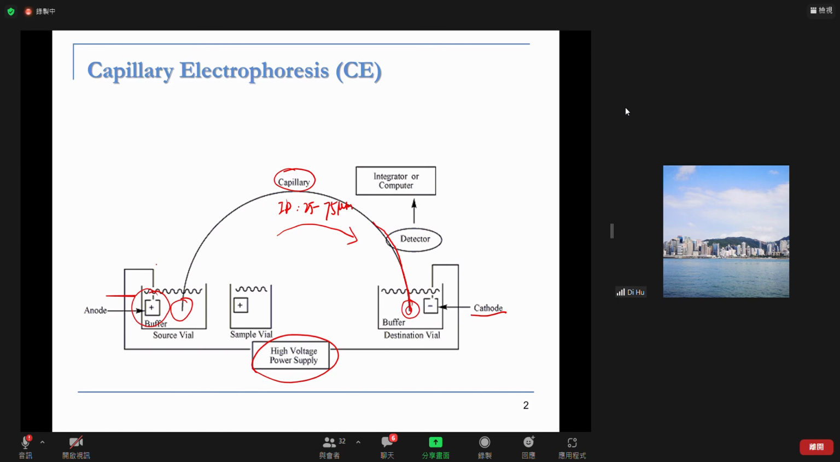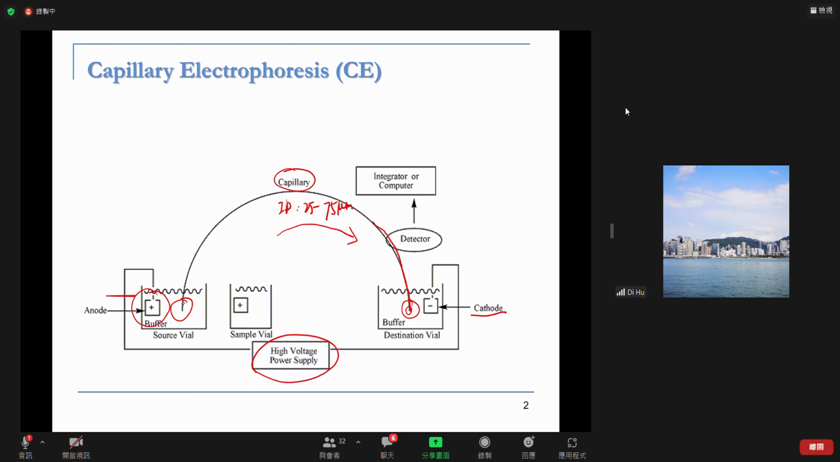If you want to introduce the sample, here is a sample vial. You just put the inlet of the capillary into the sample vial for a certain time, and you can apply voltage, or apply pressure, or provide some siphoning to introduce the sample into the capillary. Then you put it back into the source vial and apply the voltage.